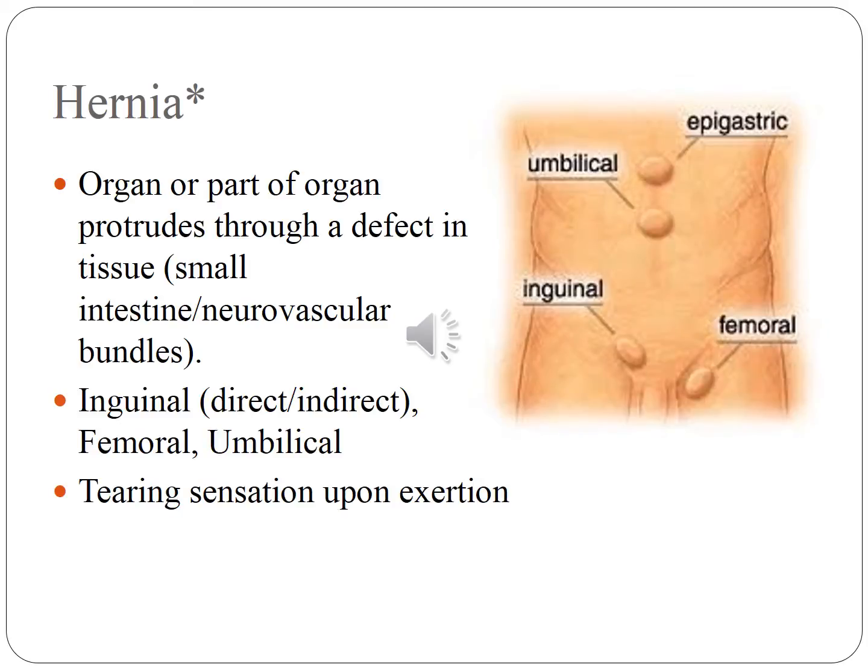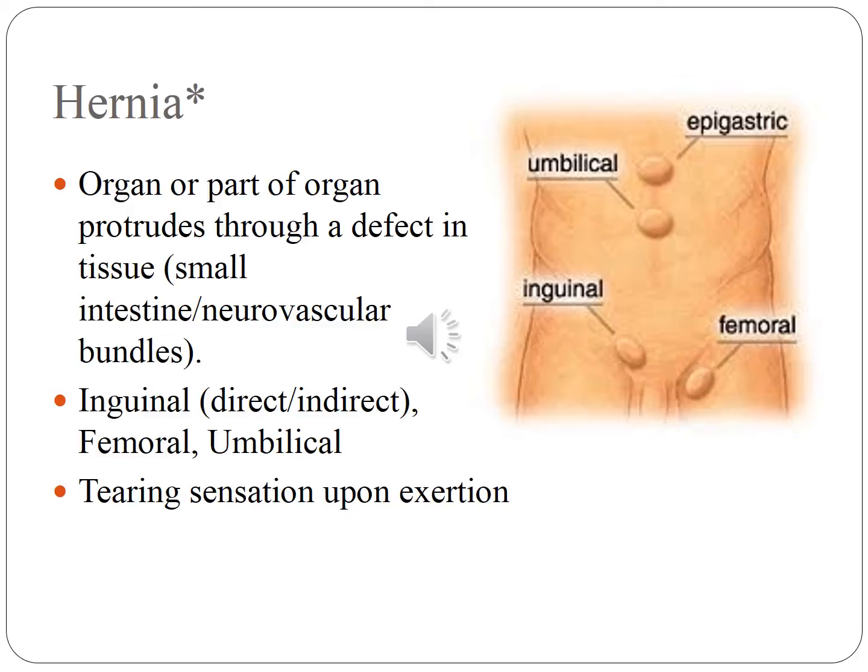So looking at hernias and some of the different types. A hernia is actually when you have either an organ or a part of an organ protruding through a defect in tissue. And when we're talking about the abdominal region, what we're primarily looking at is typically some portion of the small intestine and a neurovascular bundle, so basically a bundle of nerve and blood vessels coming through with it.